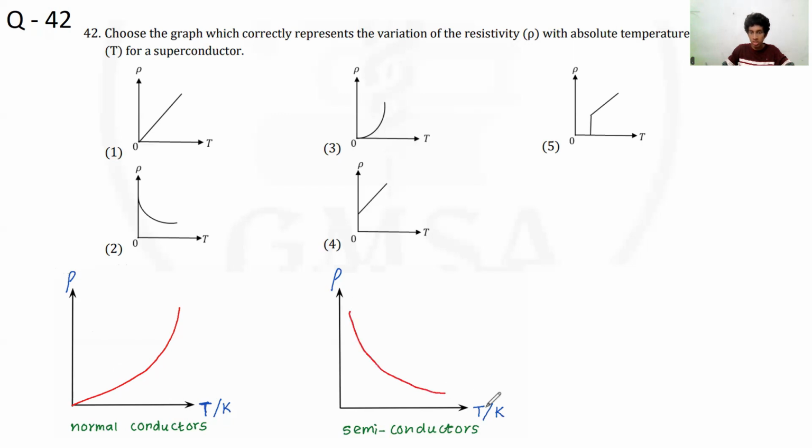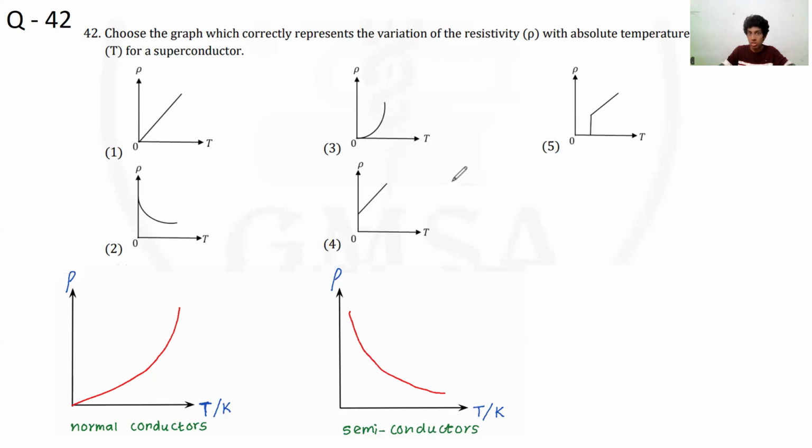So that means when the temperature is increased, the resistivity of semiconductors decreases. But in certain conductors, when the temperature falls below a certain specific temperature, their resistance becomes exactly zero, and such conductors are known as superconductors. The temperature at which the resistance becomes zero in this manner is called the critical temperature.